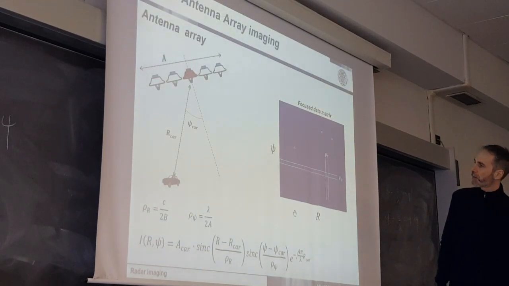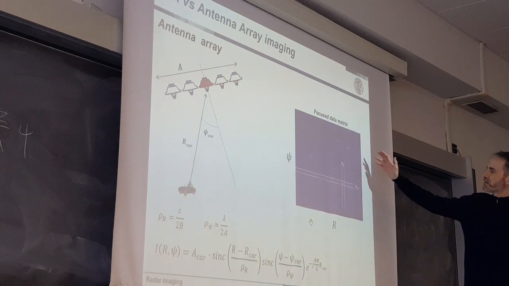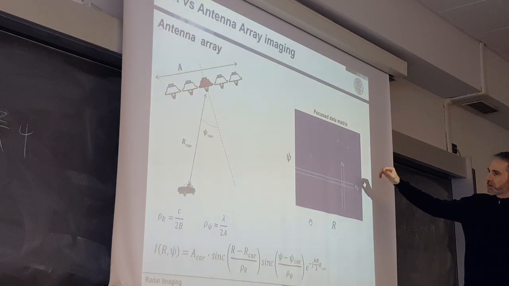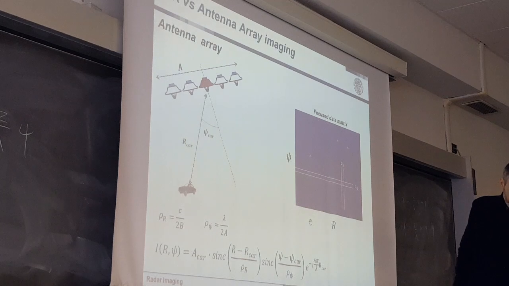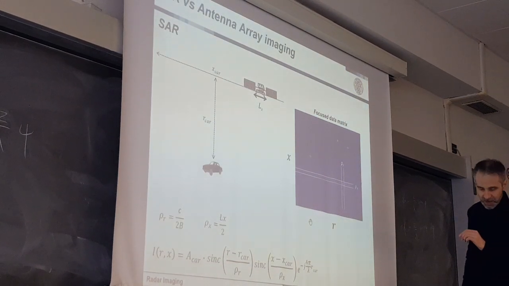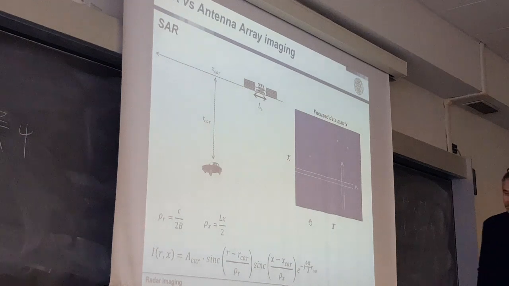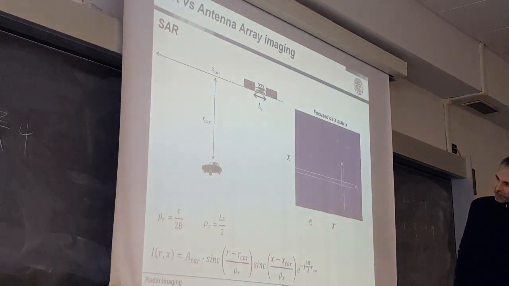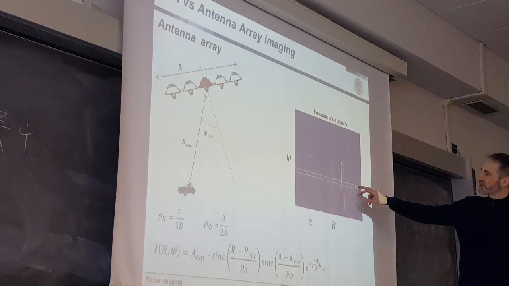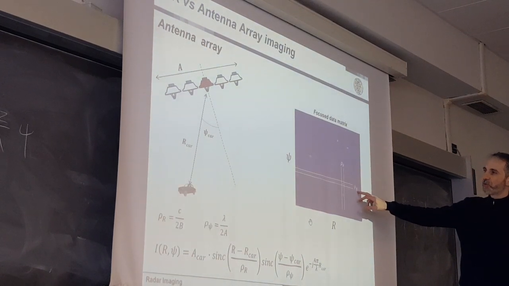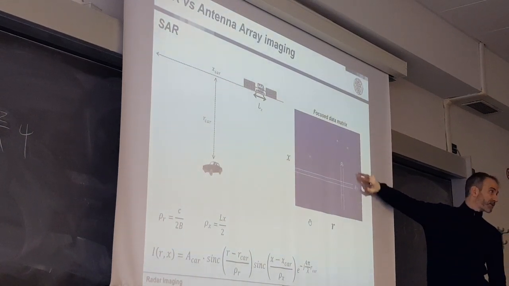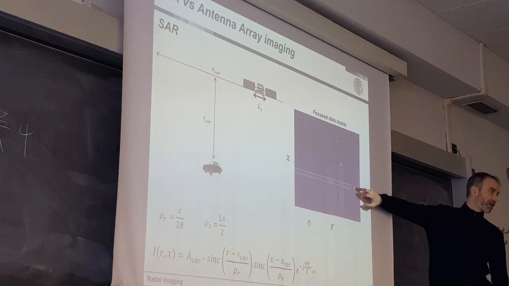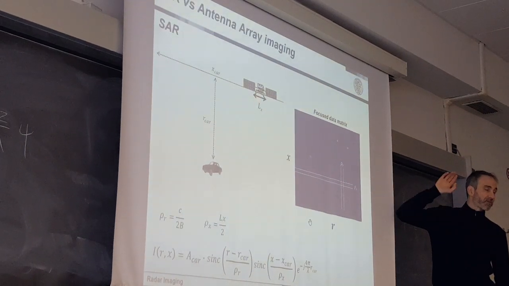So this is an example of focused data for an array, and this is an example of focused data for a SAR system. Just notice that for an antenna array, what is constant is your angular resolution. For a SAR system, what is constant is your resolution along x, so the spatial resolution along the direction of flight.